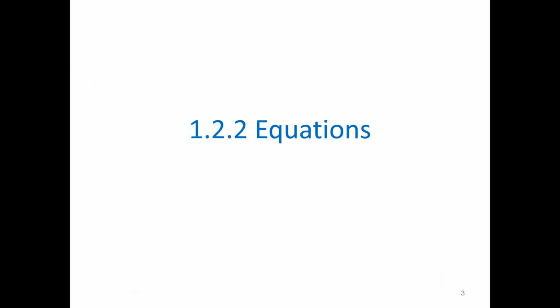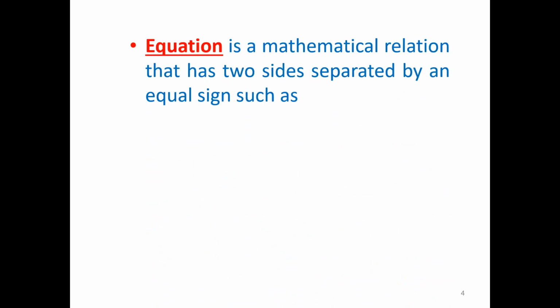Today we will start with section 1.2.2 with the title Equations. An equation in mathematics is a mathematical relation that has two sides separated by an equal sign, such as 7x minus 1 equals 13, or x squared minus 5x equals 1.